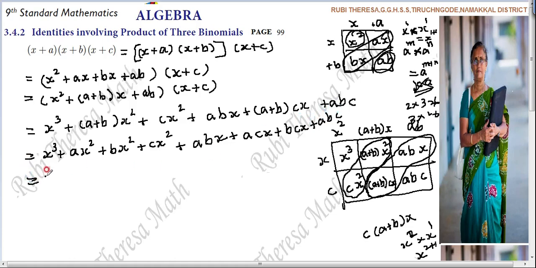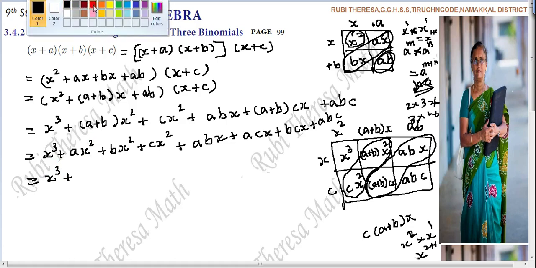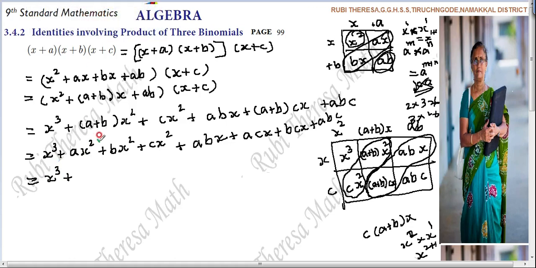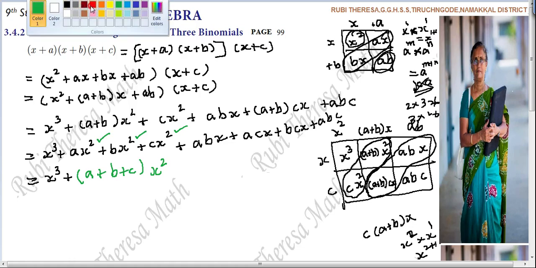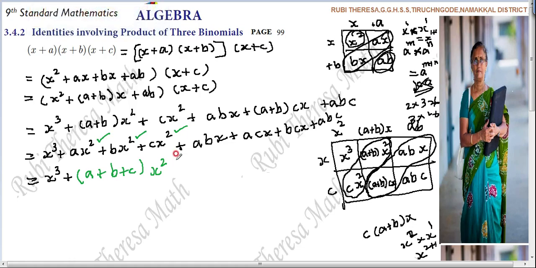Here, next. X cube plus, what is common here? What is common? Yes. X squared, X squared, X squared. Understand? So, what you can write it here? A plus B plus C into X squared. A into X squared, AX squared. Plus B into X squared, BX squared. Plus C into X squared, CX squared. Understand? Next one is what? Yes. Plus, what is common?